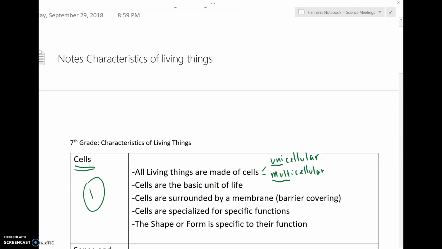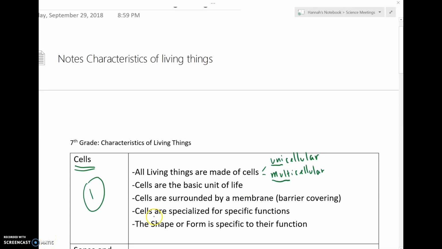All cells are surrounded by a membrane or a barrier, and you're kind of familiar with this if you've ever looked at a hard-boiled egg. There's that thin film covering that goes all around the egg underneath the shell. That's a membrane. It's a protective layer. It keeps all the contents inside the cell without having random things come inside. It also allows water to pass through easily.